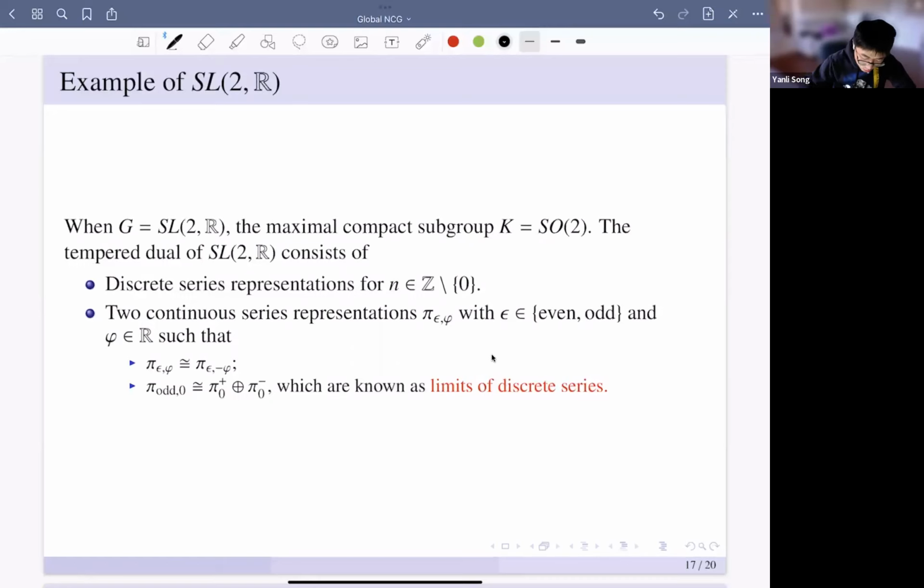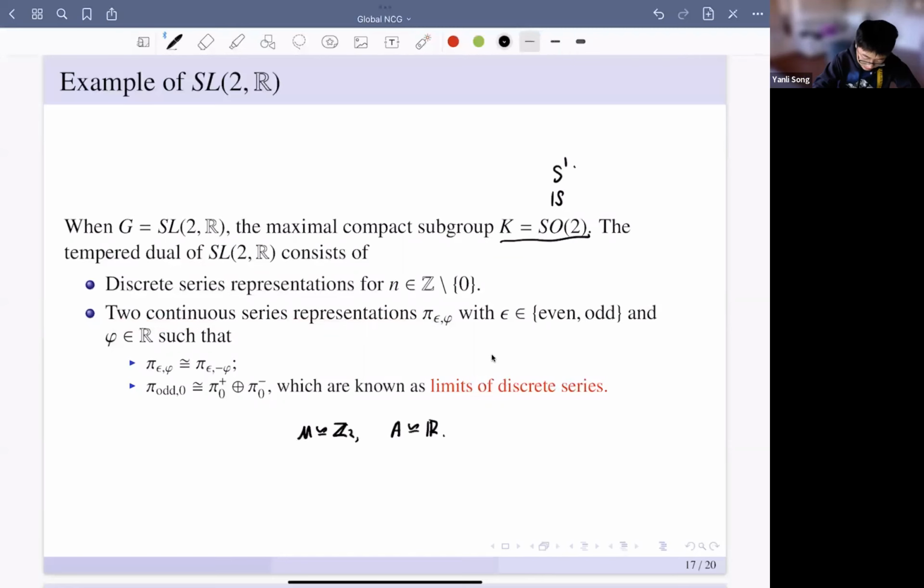So if G equals SL2R, the maximal compact subgroup is SO2. This is just a circle, an abelian group, isomorphic to a circle. And the tempered dual of SL2R consists of two parts. One is the discrete series representations, labeled by all non-zero integers. And in addition to the discrete series representations, there are two continuous series representations. For the continuous series representation, you have to choose a parabolic subgroup which is not equal to G. In this case, M is isomorphic to Z2 and A is isomorphic to R.